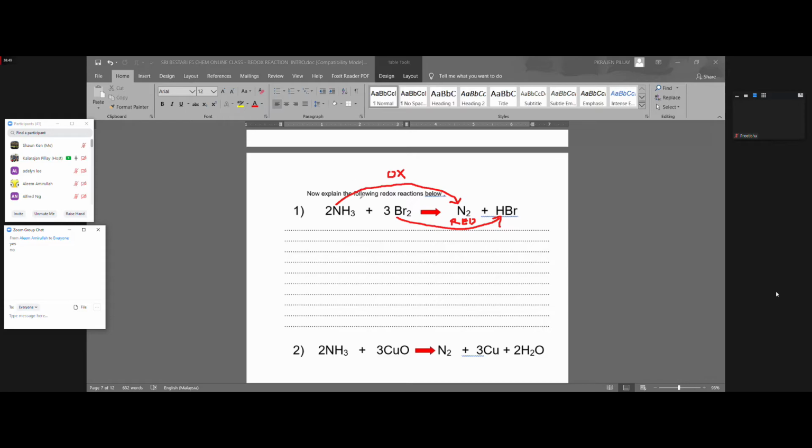NH3 is ammonia. Please remember that. Ammonia gas. This is bromine. This is nitrogen gas, N2, and this is HBr, hydrogen bromide. I give you the four words, so when you describe, you can put it in words. Always remember, NH3 is ammonia gas. It's not ammonium, okay? Ammonia.